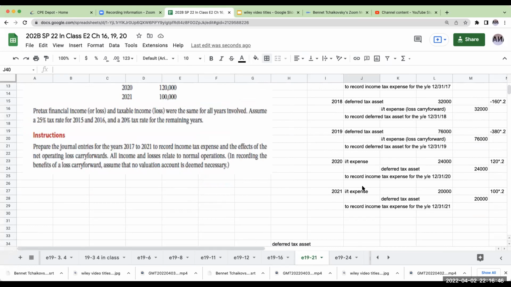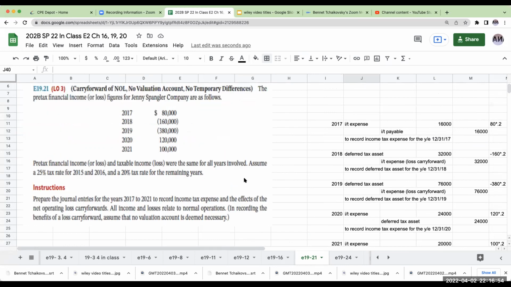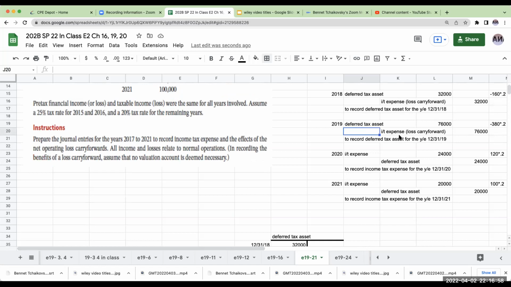So we prepared the journal entries to record income tax expense and the effects of the net operating loss carry forwards. There you go. In recording the benefit of a loss carry forward, we don't have to record any type of valuation account. Now, what's interesting about this, and I'm just going to pause for a moment.